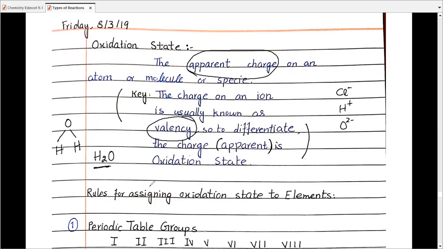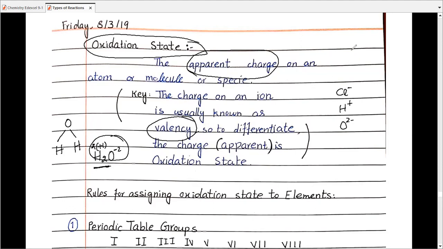We even give charge to water, right? We put a minus 2 over here for oxygen, and plus 1 over here for hydrogen. We usually multiply it by 2 since there are two atoms of hydrogen. That's how we write it. So this writing, for our own ease, we call it oxidation state.